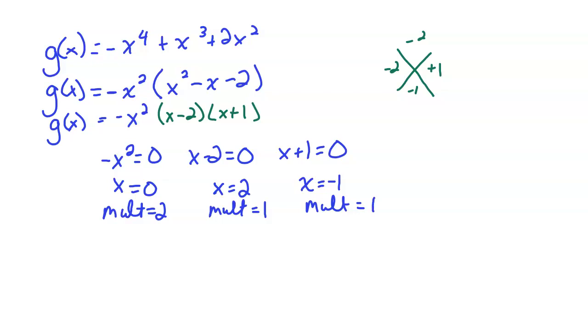So I have a total multiplicity of 2, 3, 4. And the degree of my polynomial was a 4. And in the next video, we're going to discuss what happens with these multiplicities.